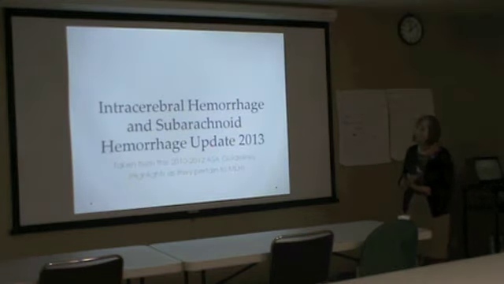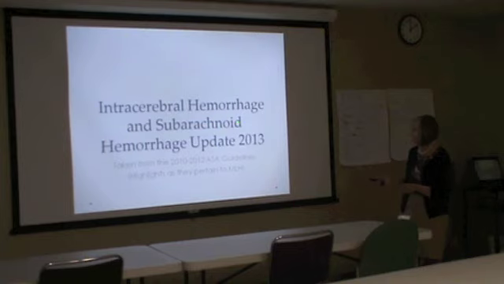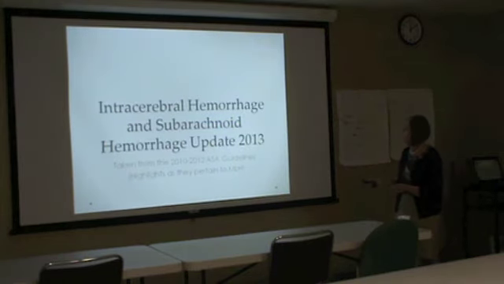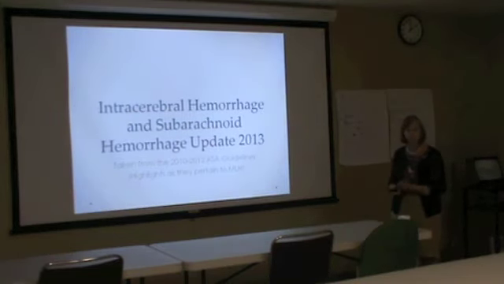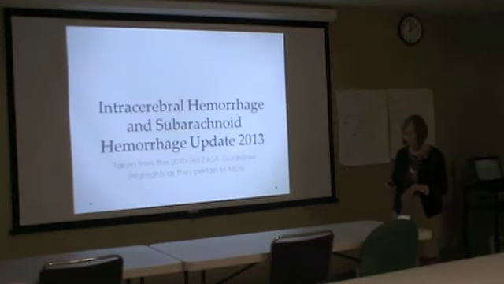Today is the third in a series about stroke. We covered the primary and secondary prevention of stroke. We've covered the acute treatment of ischemic stroke. And now we're going to talk about intracerebral hemorrhage and subarachnoid hemorrhage. This is our update based on the 2010 and 2012 American Stroke Association guidelines. And we're talking about non-traumatic hemorrhages today, so these rules don't necessarily apply if it's associated with trauma.